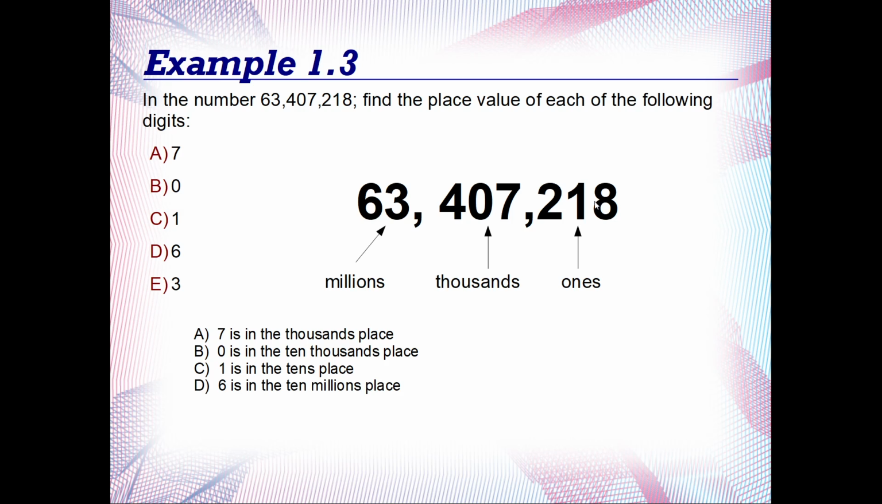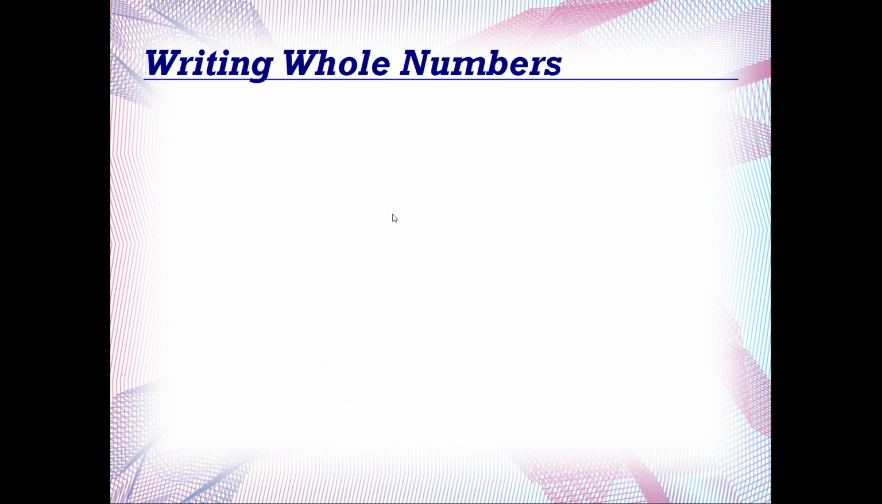Then we come down to find the 6 in the ones, thousands, millions period, and then in the ten millions place. So 6 is in the ten millions place, and the 3 right next to it is in the millions place. Okay, so now we're going to formally write these large numbers.